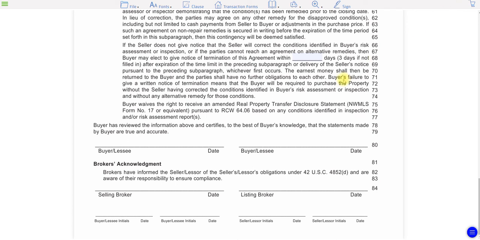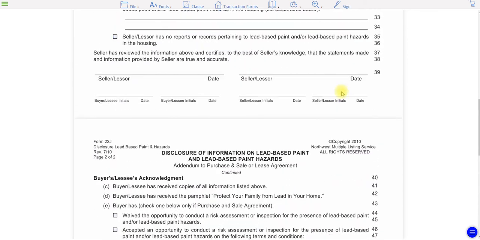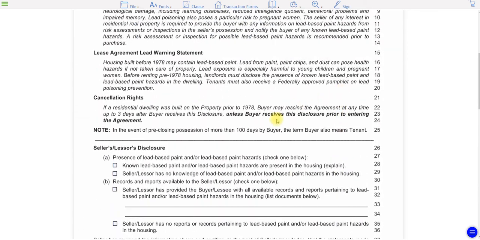The other reason that we're providing it to them in the very beginning is, back up here, the only reason that they get to have the 3 days to terminate their agreement, rescind their agreement in the beginning, is if they hadn't been provided the disclosure up front. And so we want to provide the disclosure up front because then upon entering into the agreement, they've already received the disclosure, so they no longer have that 3-day period to cancel.